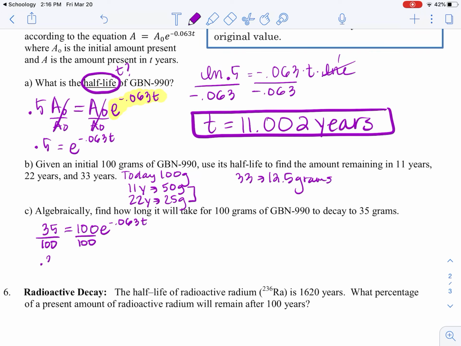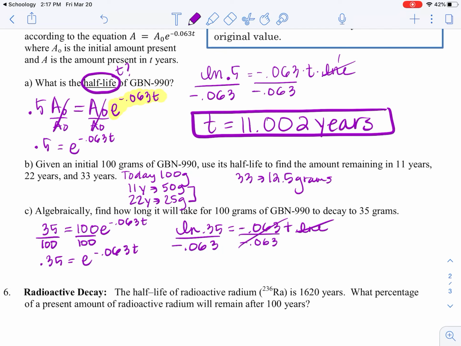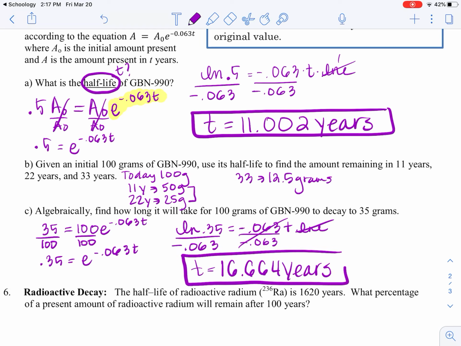Divide both sides by 100. Put that in your calculator, but do you really need to? It's 0.35 equals e to the negative 0.063t. Natural log both sides. Natural log of e is 1. Divide by negative 0.063. Put that in your calculator and see how long it takes for it to decay to 35 grams. The answer, 16.664 years.